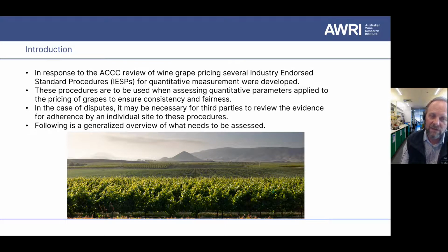In the case of disputes, it may be necessary for third parties to review the evidence for adherence to these procedures for any individual sites. And what we're going to cover in this talk is a generalized overview of what needs to be reviewed.